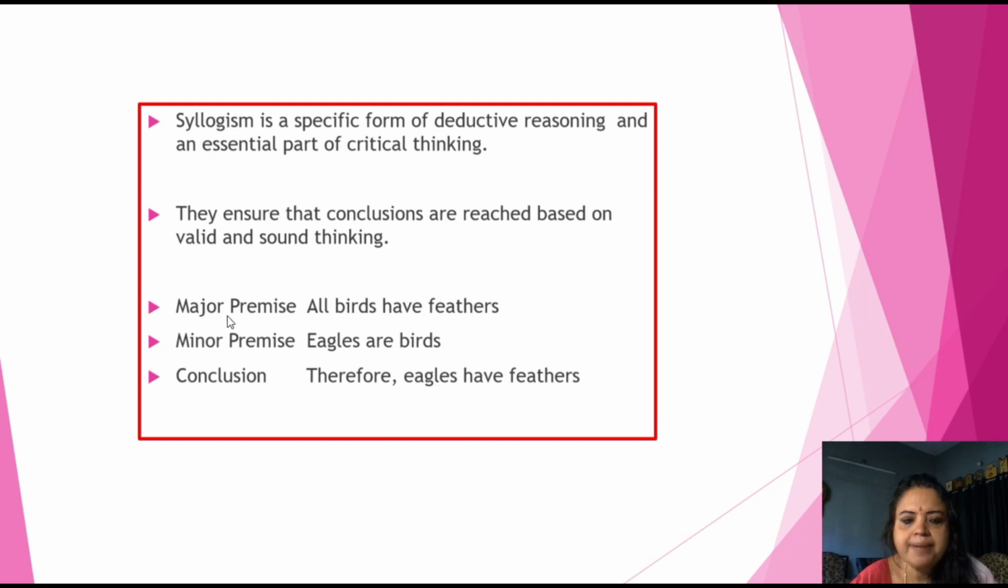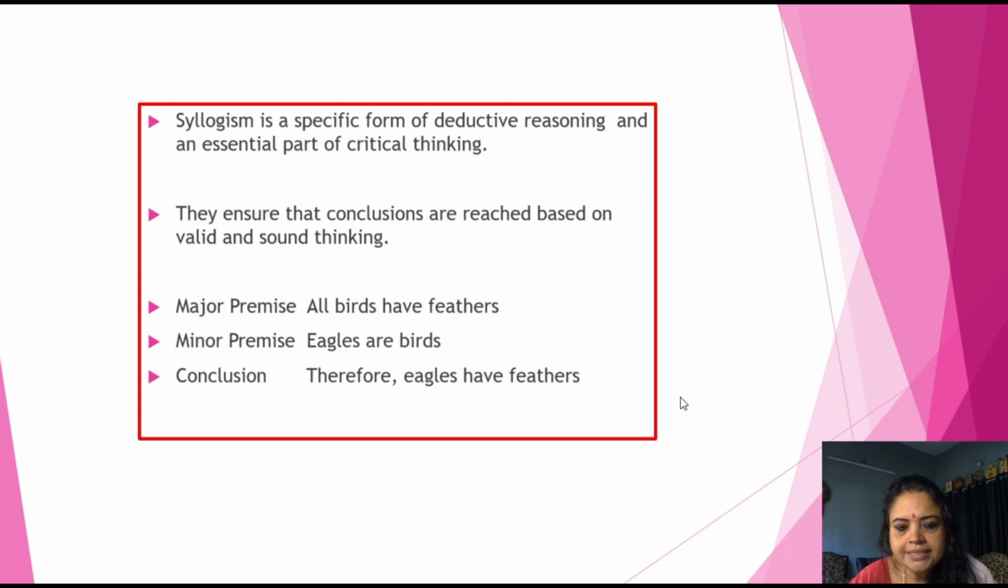Here we have an example. The major premise says all birds have feathers. That is a known statement. The minor premise is eagles are birds. The second statement is an added-on statement to the first premise. And from the two premises, the conclusion arises: therefore, eagles have feathers. That is what syllogism means.